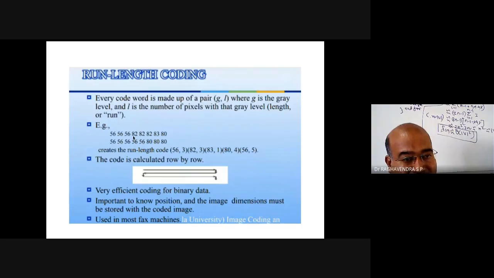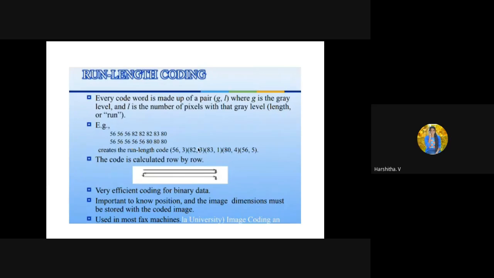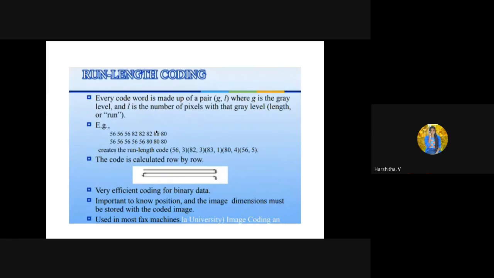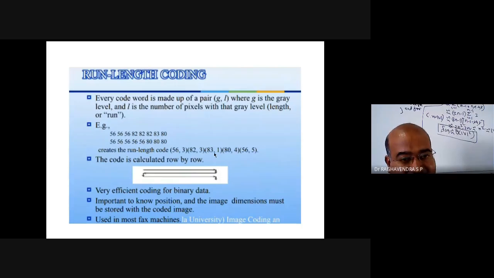Next, you consider 82 in the first row. How many times is 82 repeated in the first row? 3 times. So that is why 82 comma 3. Next, you consider 83 in the first row. How many times is 83 repeated in the first row? 1 time. So that is why 83 comma 1.